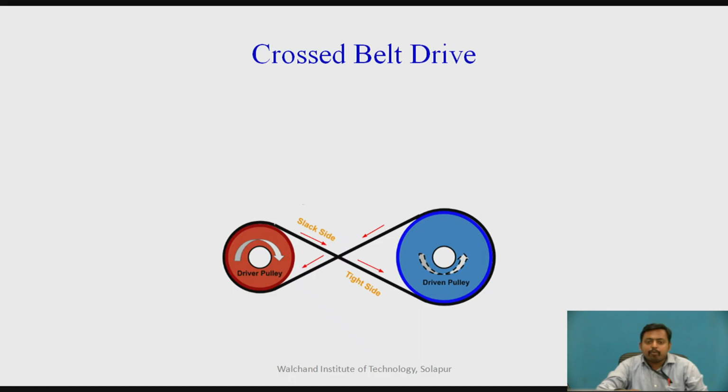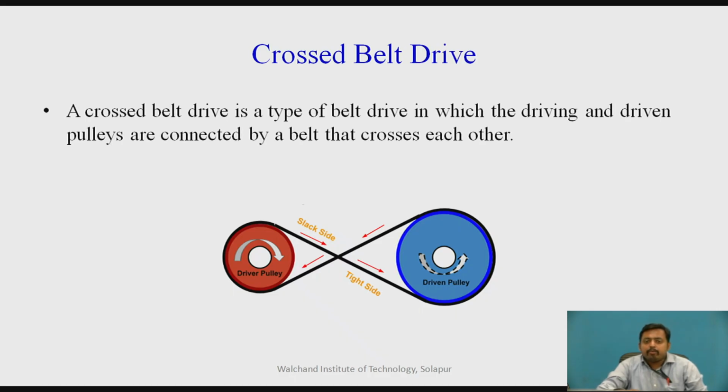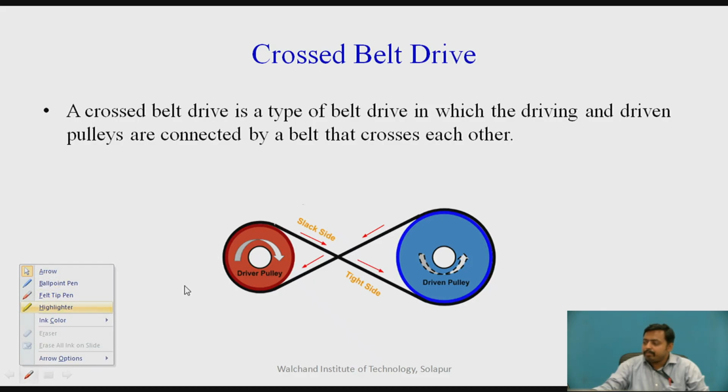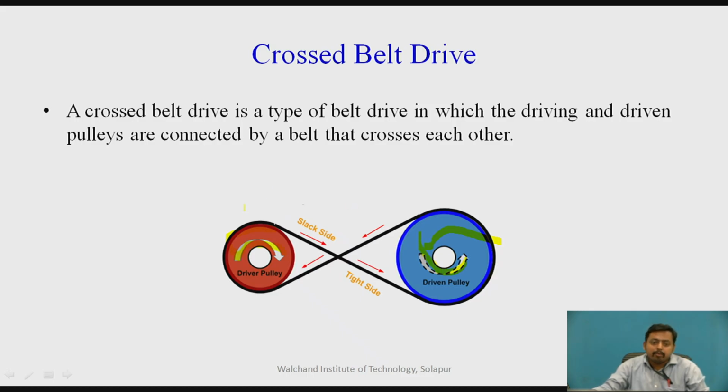So first we will understand what is meant by crossed belt drive. A crossed belt drive is a type of drive in which the driving and driven pulleys are connected by a belt that crosses each other. So here you can see this is the driving pulley and this is the driven pulley, and they are rotating in the opposite direction. They are meant to rotate in the opposite direction. That is why we use the crossed belt drive.